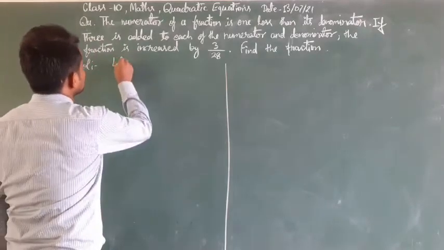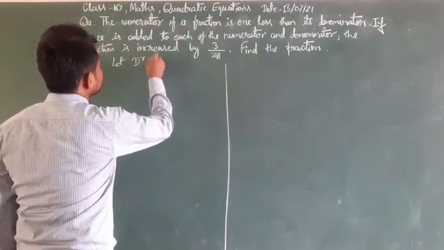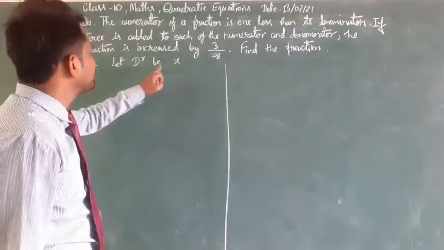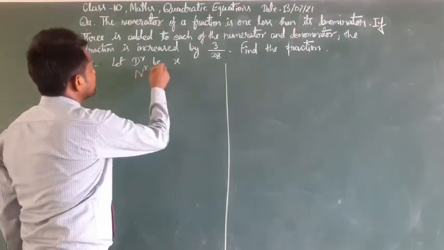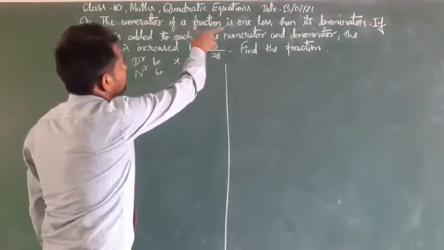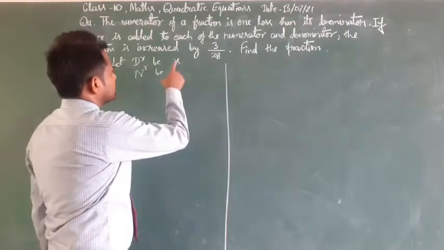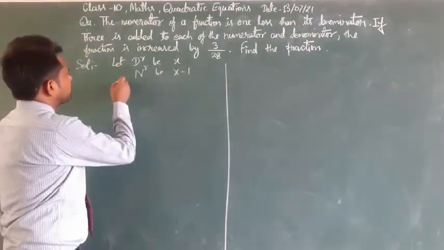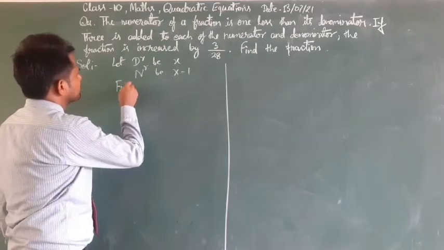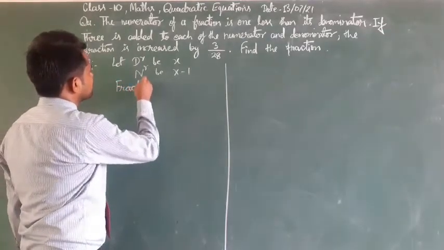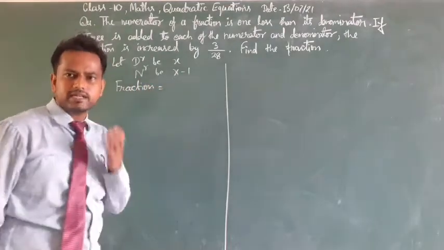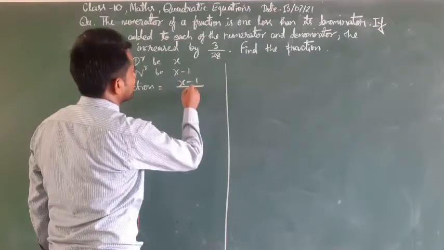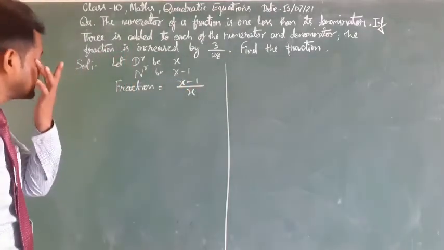So first, let denominator be x. If denominator is x, then numerator will be 1 less than its denominator, it means x minus 1. So our fraction is numerator upon denominator, where numerator is x minus 1 and denominator is x. Got it?